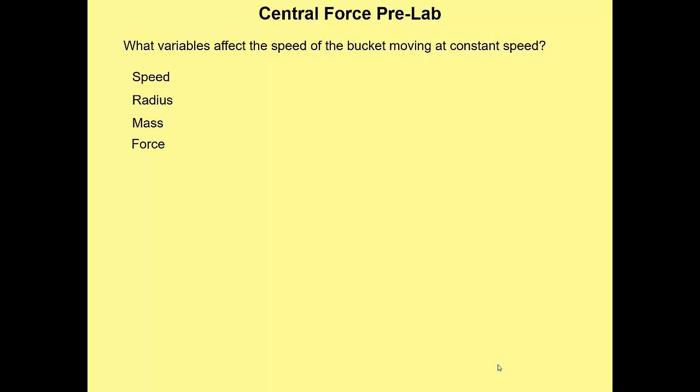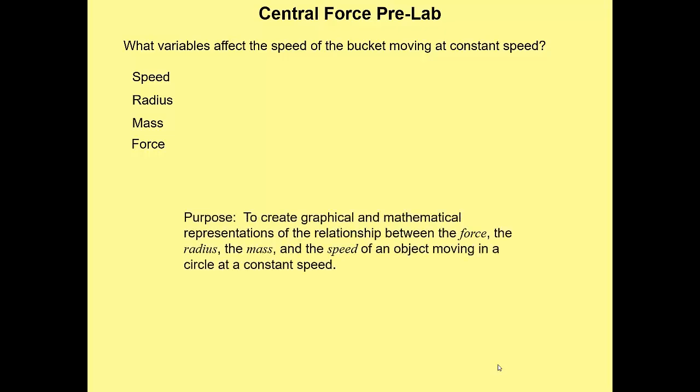So this is kind of a big lab, actually. It's a 4-variable lab, right? We'll have 3 independent and 1 dependent variables. And that means that we're going to have to do 3 different experiments, right? So we only change one thing at a time. And then we'll shove it all together in the post lab. So the purpose of this lab is to create graphical and mathematical representations of the relationship between the force, the radius, the mass, and the speed for something moving in a circle at a constant speed.